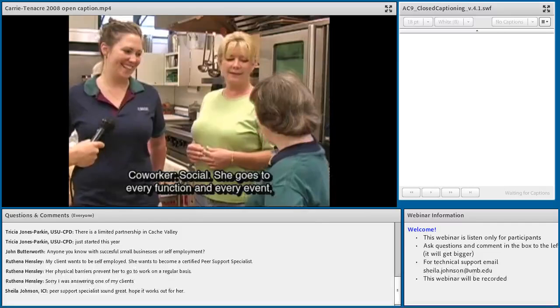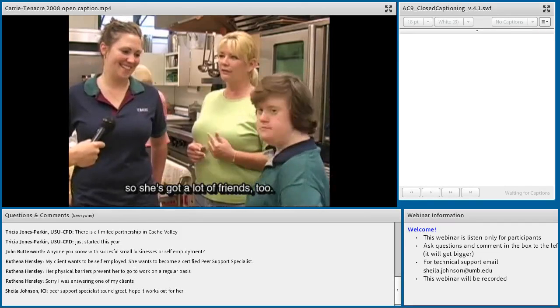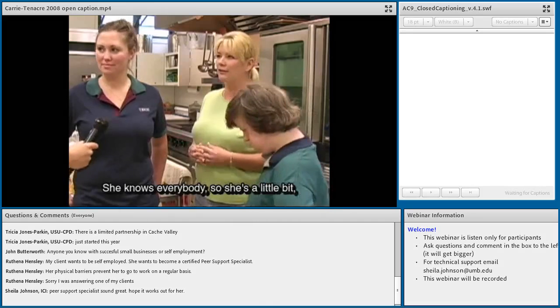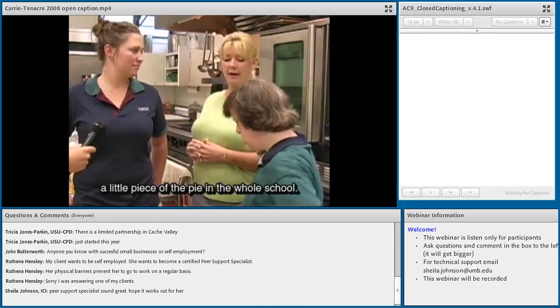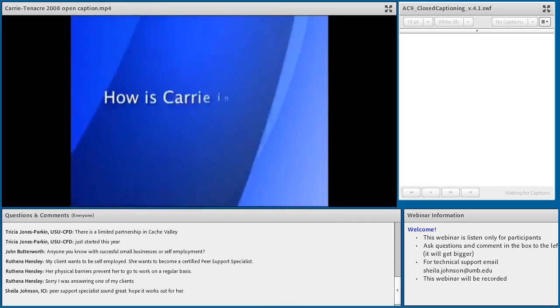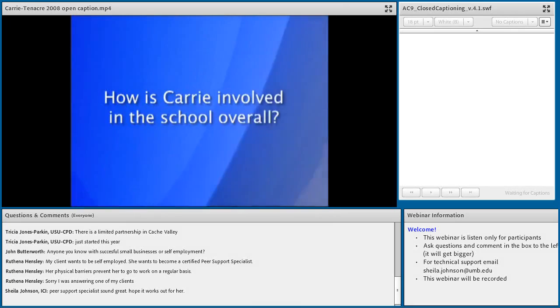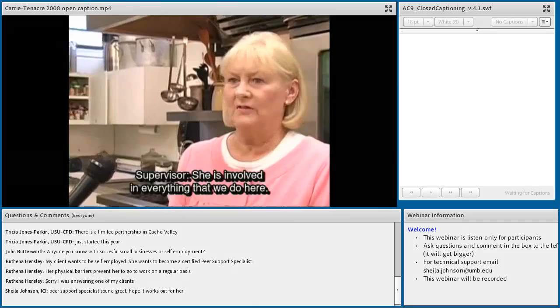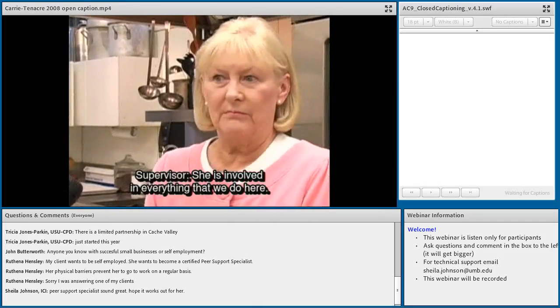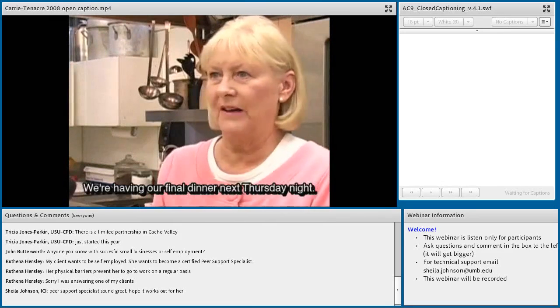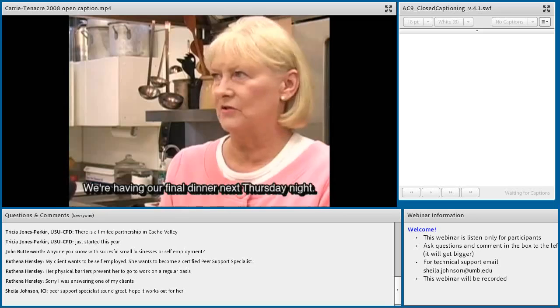And every event, so she's got a lot of friends too. She knows everybody, so she's a little bit piece of the pie in the whole school. How is Carrie involved in the school overall? She is involved in everything that we do here. We're having our final dinner next Thursday night. She'll come to that.